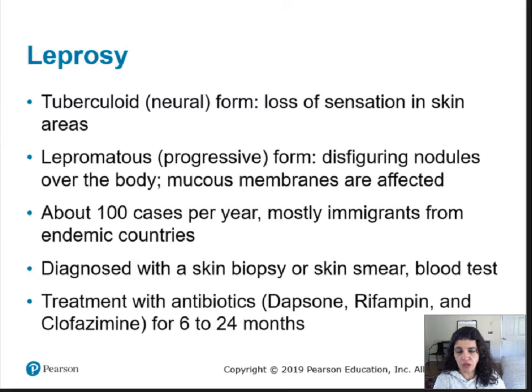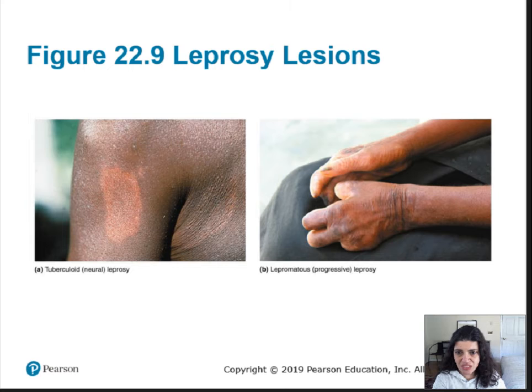There are two forms of leprosy. The tuberculoid, which is the narrow one, where you see some type of discoloration of the skin. So it's more related to skin sensation. And then you have the progressive form, which is the lepromatous. The lepromatous leprosy is the one that looks really bad because it's more severe, and it causes disfiguring nodules all over the body, including hands and feet, like I said, and it looks like this. See, that's the lepromatous, and this is the tuberculoid.